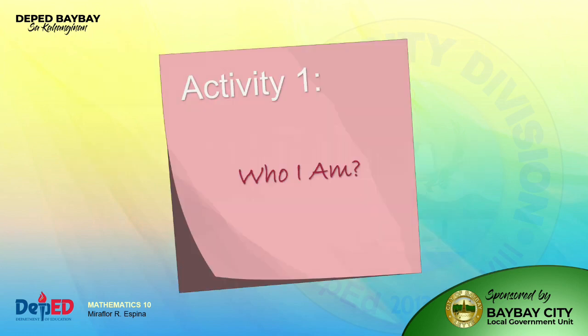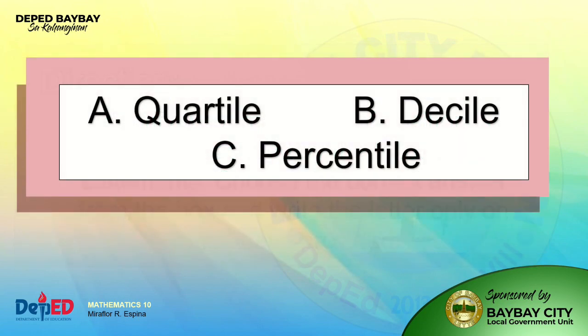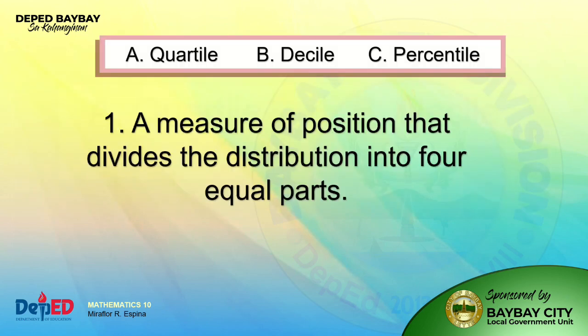Now, let's answer Activity 1. Who I am. Directions: identify what measure of position is being described by the following statements. Choose the correct answer from the box and write the letter only. You are given 5 seconds to answer each item. Letter A, quartile. Letter B, decile. Letter C, percentile. Are you ready? Then let's begin. Number 1. A measure of position that divides the distribution into 4 equal parts. Your time starts now.